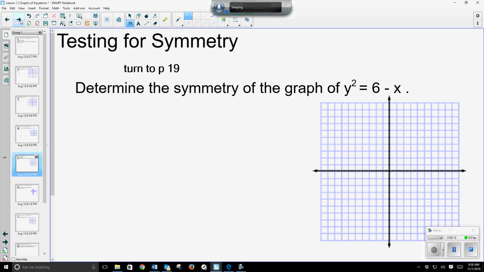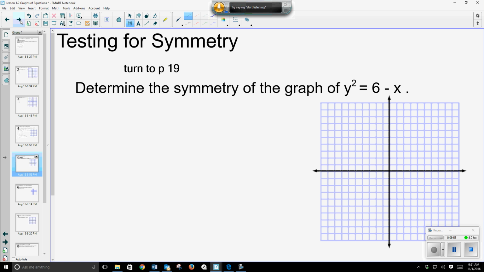And we're testing for symmetry. So what I want you to do is to turn to page 19 so that we can look, to keep you from having to write all of this down. On page 19, it shows you 3 scenarios where you have symmetry about the x-axis. This is on page 18, I'm sorry. Look at page 18 first. On page 18, in figure 1.21, that shows you a graph that is symmetric about the x-axis. The next one is about the y-axis. And the last one is about the origin.